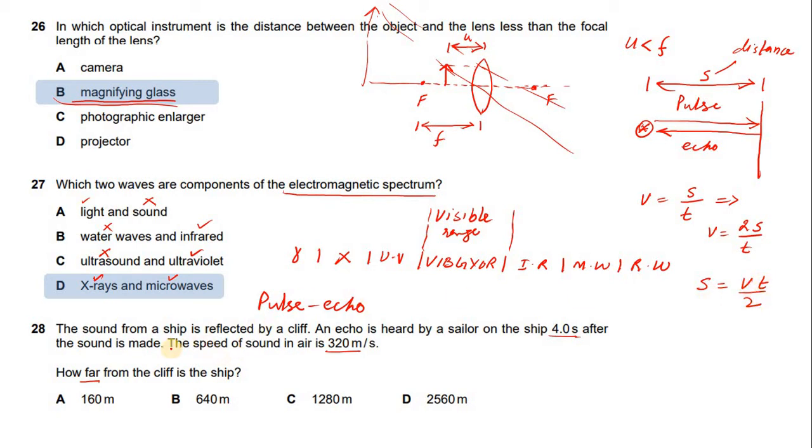So you need to find the distance from the cliff to the ship. S equals the speed of sound 320 times time 4 divided by 2. So 2 and 2 cancel. So this is 640. The distance is 640 meters. Option is B.